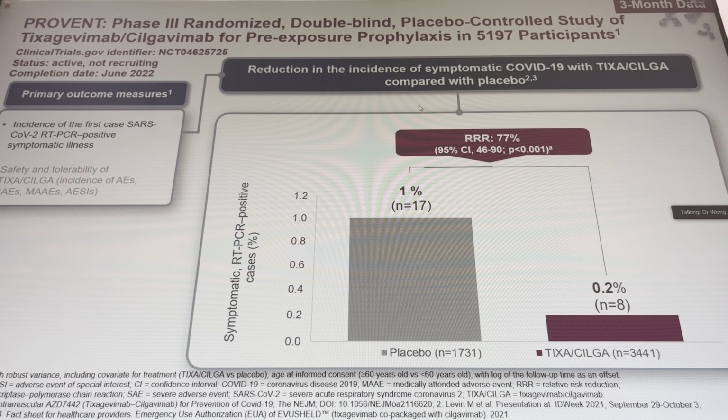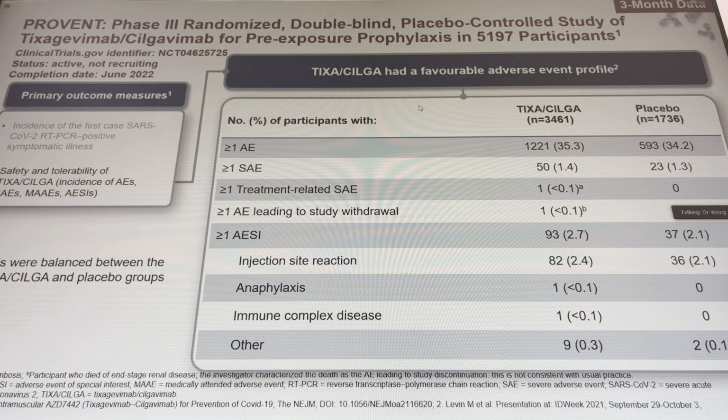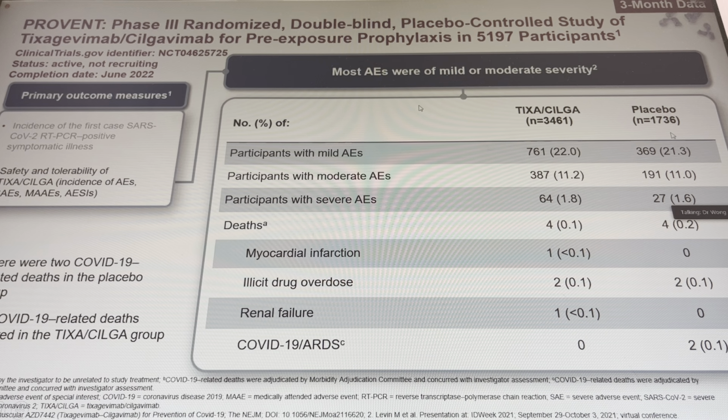This is just a schematic on what it looks like. In terms of the safety and tolerability, again, you see that the adverse events are quite well balanced between the Evusheld group and also the placebo group. Next slide. So I think that's pretty similar. Most of the adverse events were of mild to moderate severity. Next slide.